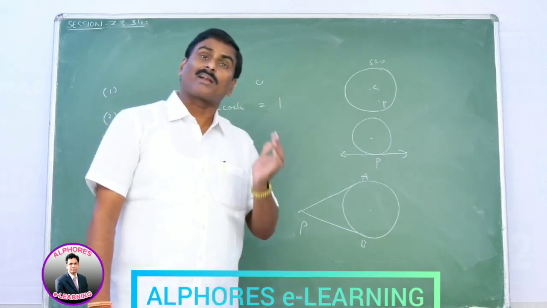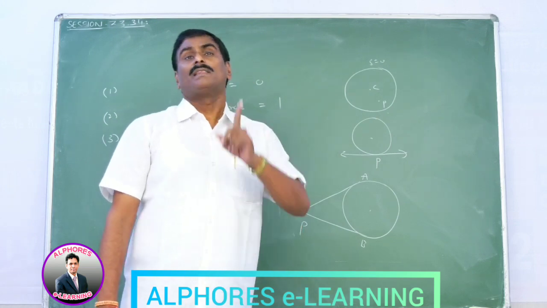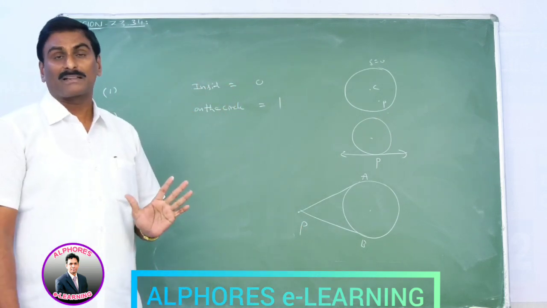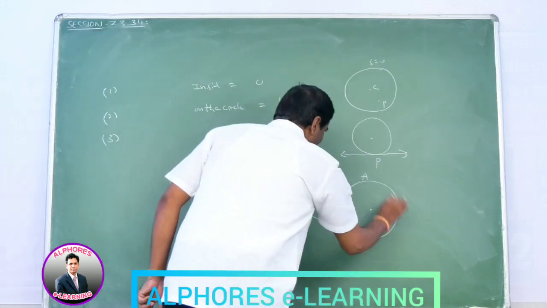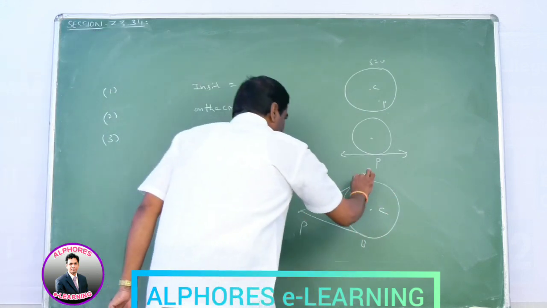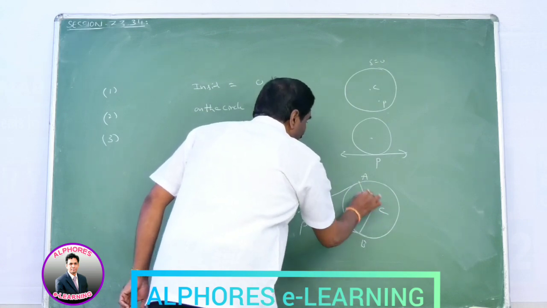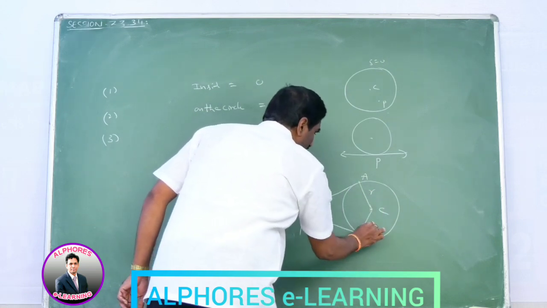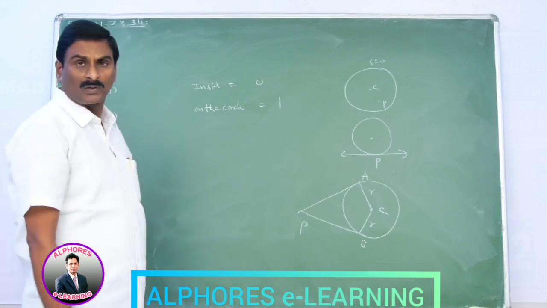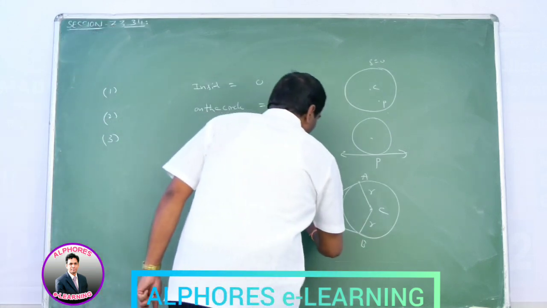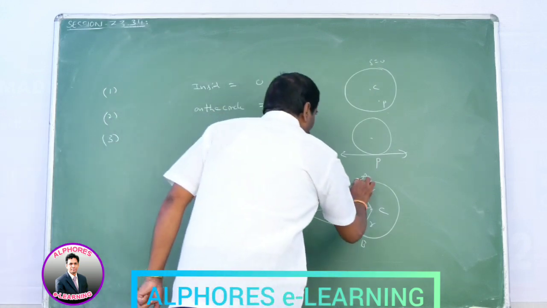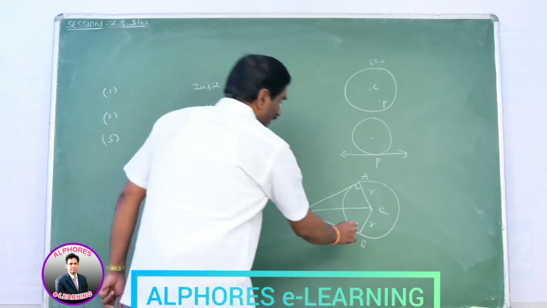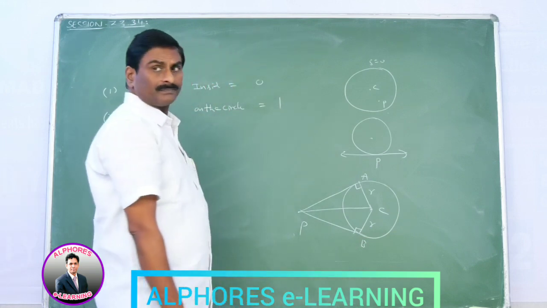From an external point we can draw two tangents, and at the same time the lengths of the two tangents are equal. Please observe these values. C is the center of the circle. Join AC. Join BC. AC is nothing but the radius. BC is nothing but the radius. These two are equal. Join PC. The angle between the tangent and radius at the point of contact is 90 degrees. Here also the angle is 90 degrees.